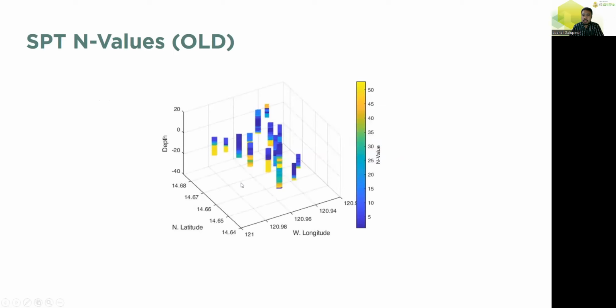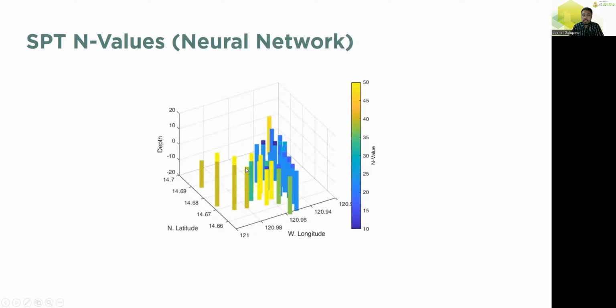This figure shows the SPT N-values gathered in situ. And this figure shows the SPT N-values generated by the neural network. It can be noticed that Malabon can be divided into two zones, the upland and the lowland, or the coastal area. With the uplands, it can be noticed that there are higher values of N, while the coastal areas have predominantly lower values of N.